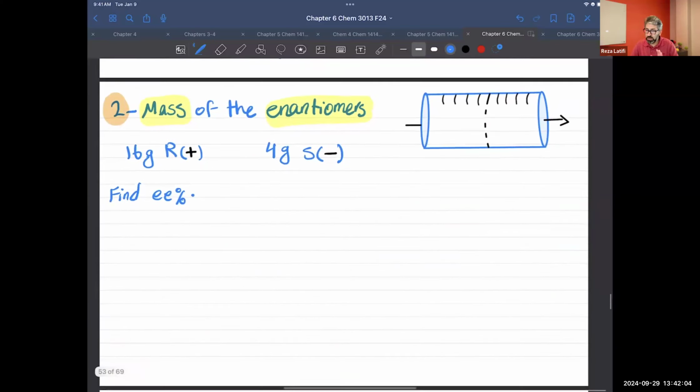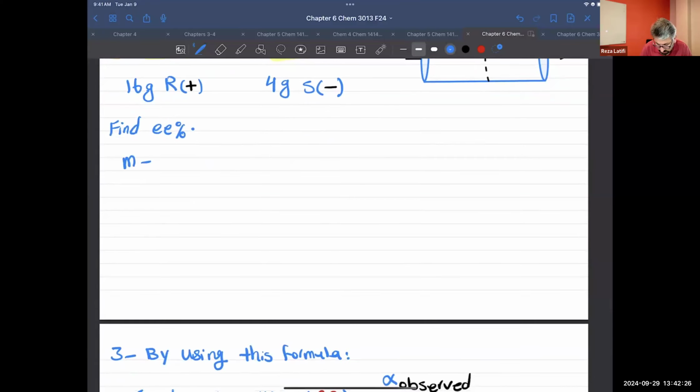Now, I don't know the percentage. Okay, how about masses? They gave me the masses. Okay, remember, you're talking about enantiomers. Enantiomers have exactly the same chemical formulas. Their molar masses are exactly the same. And so based on mass, you cannot really differentiate them. But how about this? The total mass is going to be equal to mass of the R enantiomer plus mass of the S enantiomer. Total mass is going to be 16 plus 4. That's going to give me 20 grams.